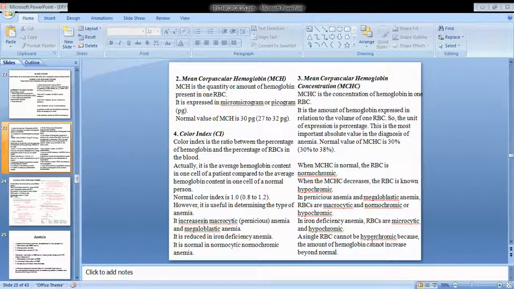A single RBC cannot be hyperchromic because the amount of hemoglobin cannot increase beyond normal. Okay, இதுக்கு வந்து ஹைப்பர்க்ரோமிக்கா இருக்க வாய்ப்பு இல்லை. ஒண்ணுல நார்மலா இருக்கும், இல்லனா கம்மியா இருக்கும், ஜாஸ்தியா இருக்க வாய்ப்பு இல்லை.